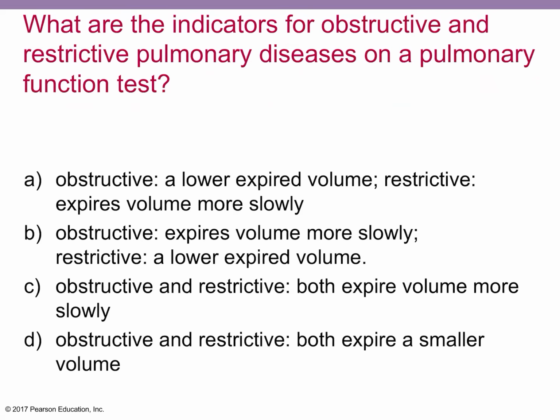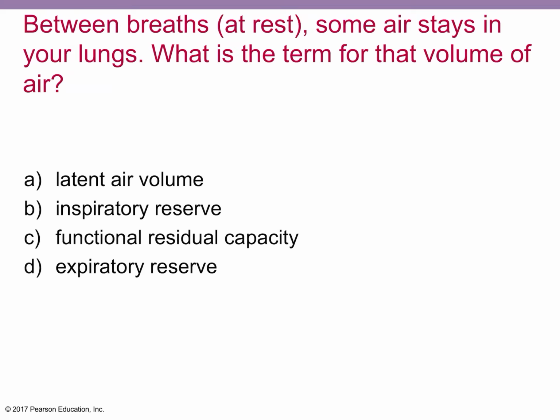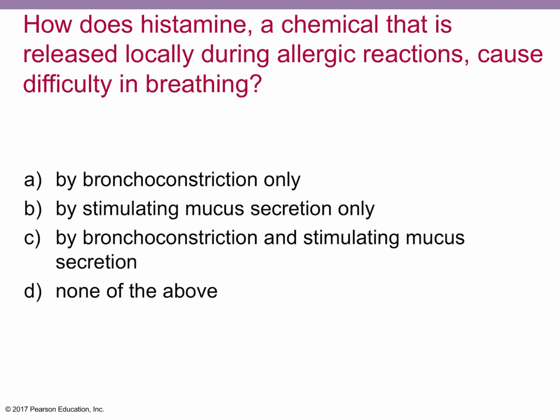What are the indicators for obstructive and restrictive pulmonary diseases on a pulmonary function test? Right, if you looked at your choices, it's letter B. Between breaths at rest, some air stays in your lungs. What's the term for that air? Answer is this one, functional residual capacity.